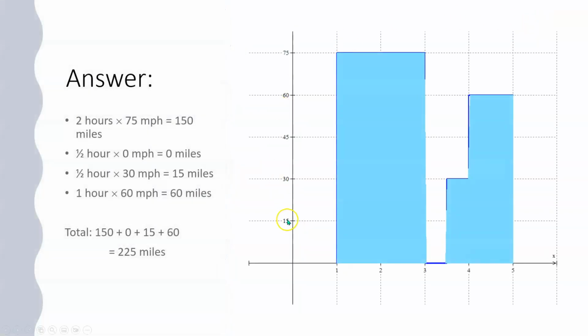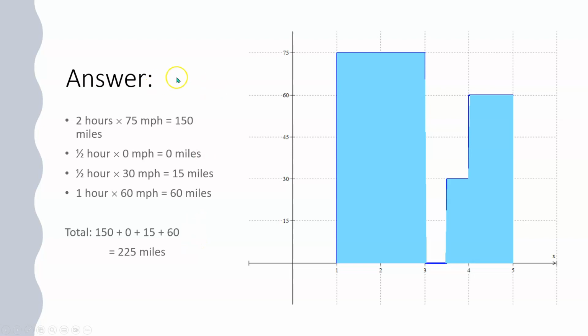Well, the answer is, first you spend 2 hours going 75 miles per hour, and you cover a distance of 150 miles. Then you spend half an hour going 0 miles per hour, and you cover 0 miles. Then you spend half an hour going 30 miles per hour, and that takes you 15 miles. And then you spend 1 hour going 60 miles per hour for 60 miles. So your total distance is 150 plus 0 plus 15 plus 60, 225 miles.